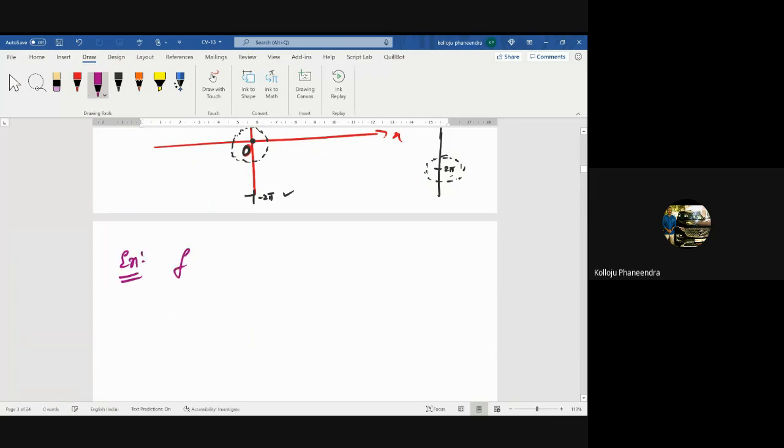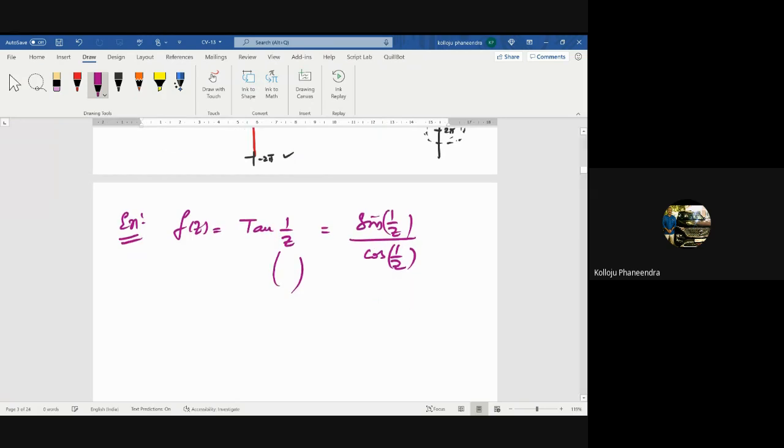Okay. Now coming to non-isolated singularity, let me consider another example. For this, in the vicinity of 0, I must get some other singularities. So let me consider tan 1 by z. What is meant by tan 1 by z? Sine 1 by z divided by cosine 1 by z. Then what are the singularities?